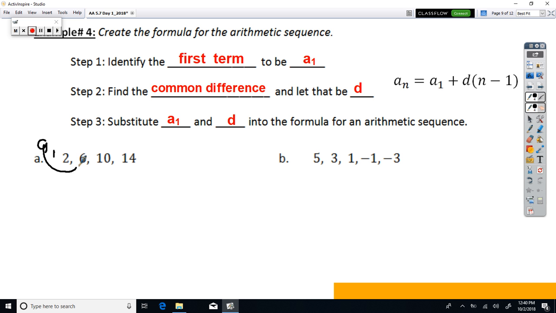All right, so that's our A1, just 2. What's the common difference? 4. 2 plus 4 is 6, 6 plus 4 is 10, 10 plus 4 is 14. So then all you have to do is substitute into your formula.